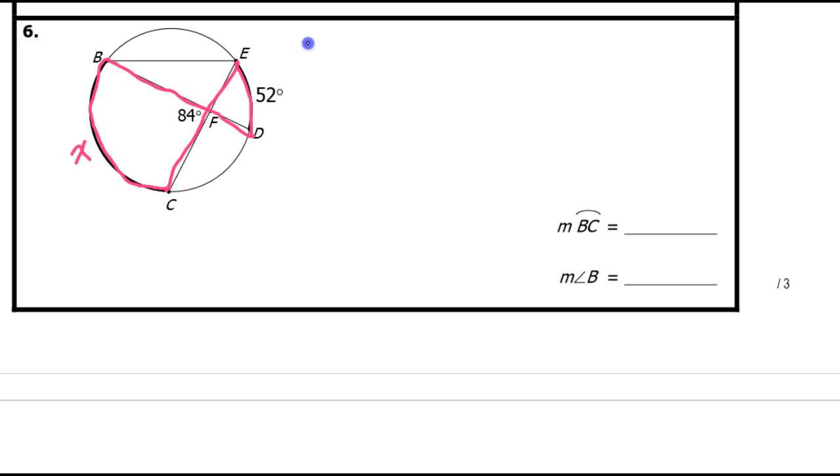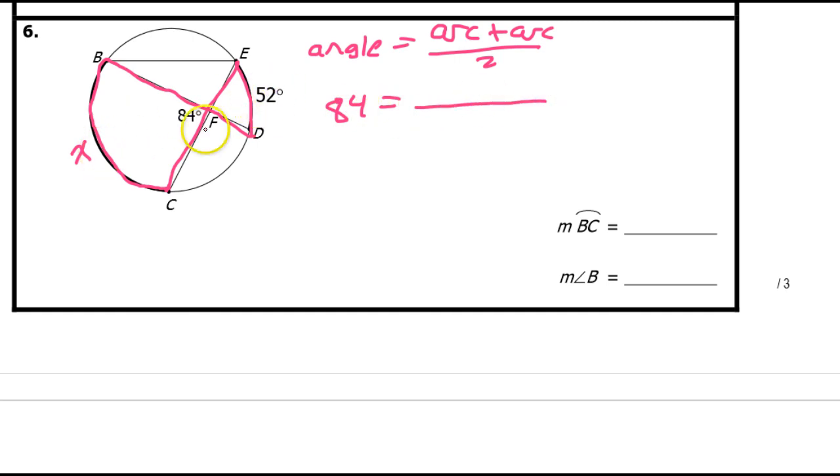So remember, the formula says angle is equal to arc plus arc divided by 2 for this situation. The angle is 84, so the 84 goes here. A common mistake is just to always put X here. Or some students don't even write down the whole formula. They just try to do the right-hand side, and they think that'll be the answer. But in this case, the angle is 84, so you have to put 84 equals. And then we have arc plus arc divided by 2. So that's going to be X plus 52 divided by 2.